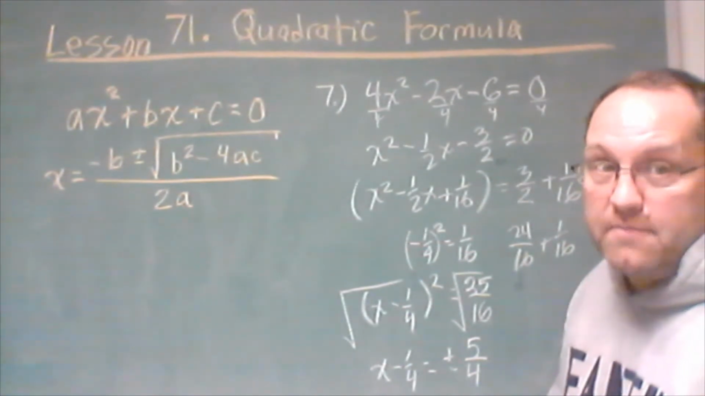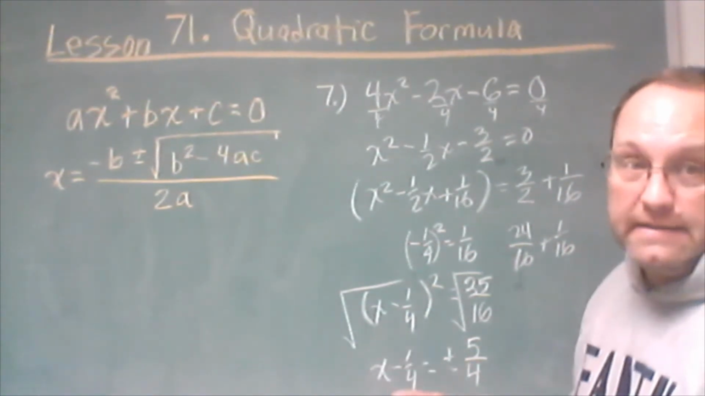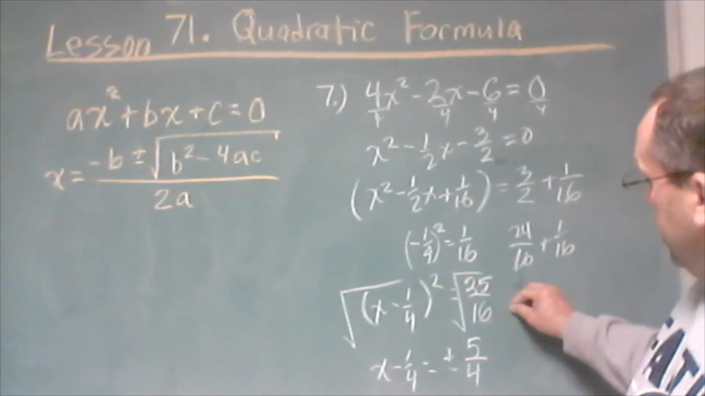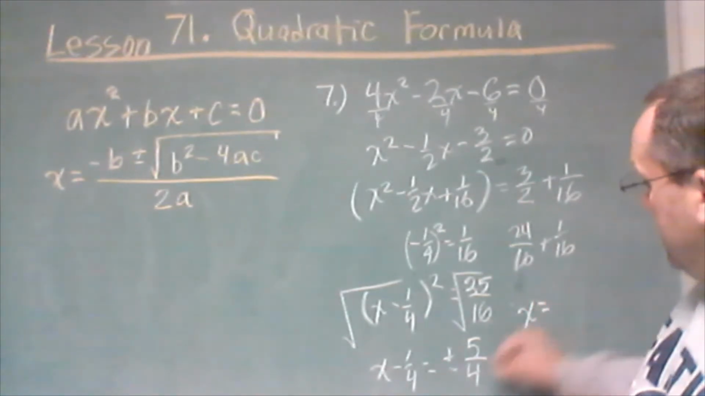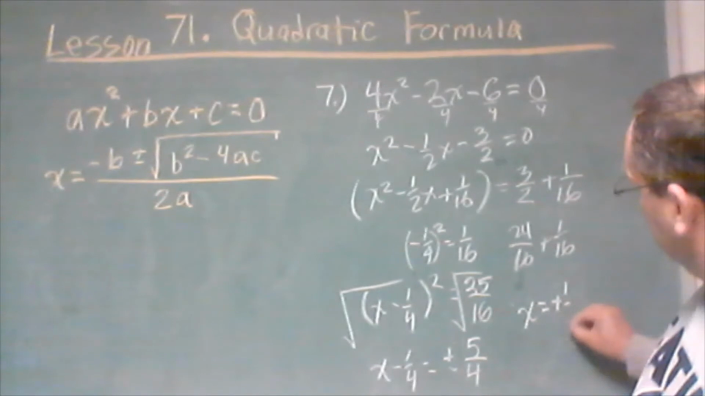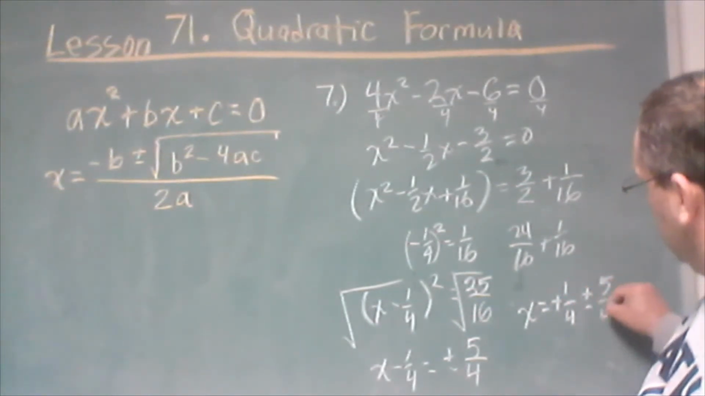Now all the time that happens, as you've noticed. Sometimes we can't take the square root of the number and then it remains, okay? So then what do we do? We just simply take x, we move the quarter to the other side, a positive 1/4 plus or minus 5/4.